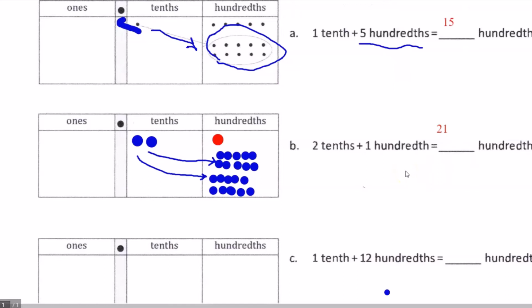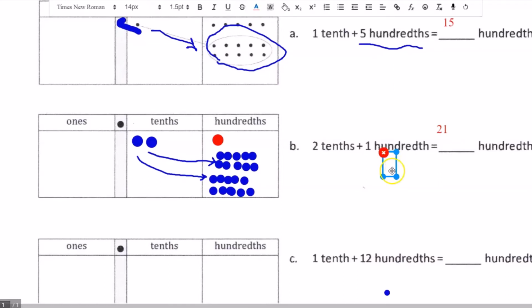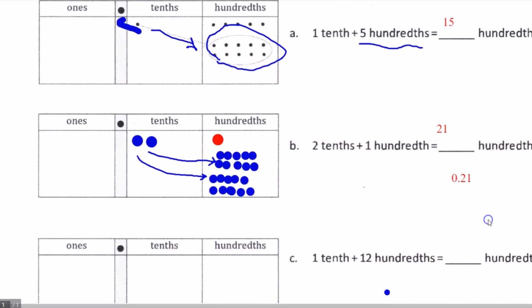Now what I want to also mention here is I didn't do this on the board in the previous video, but we need to show you what does that look like as a decimal. So remember, 21 hundredths would be 0.21. Keep that in mind as we move ahead.